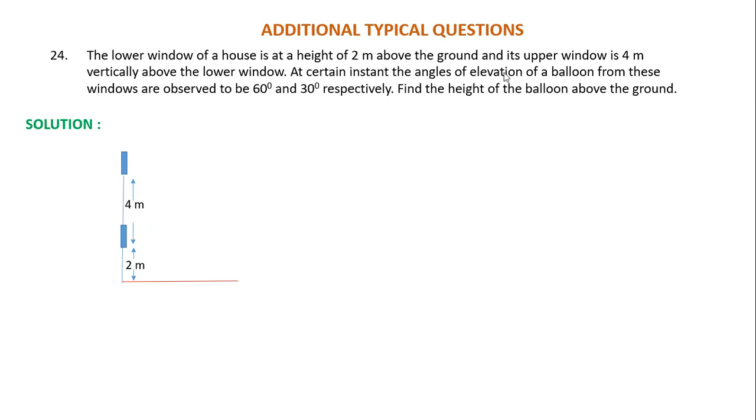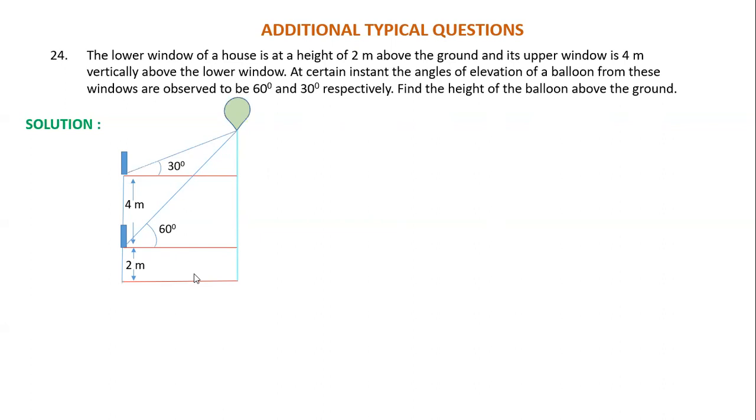At a certain instant, the angle of elevation of a balloon from these windows, that means there is a balloon here, okay? The angles of elevation of the balloon from these windows are 60 degrees and 30 degrees. So from here, it is 60 degrees. This is the height of the balloon. This is the angle of sight. The angle of elevation is 60 degrees. Here, this is the angle of sight. He looks at the balloon. Here, the angle is 30 degrees.